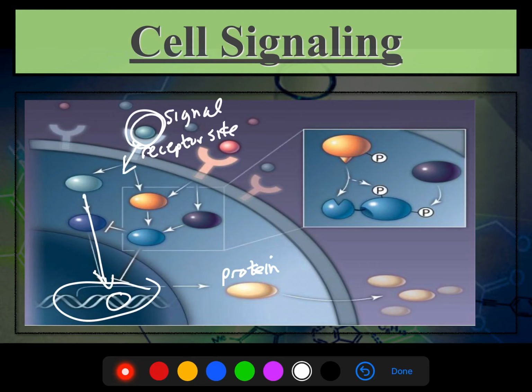Let's say, for instance, the signaling molecule is a virus, and that virus can tie up that receptor site and then trigger a chain reaction of chemical responses that produces a protein, and maybe this protein is what we need, for instance, for bacteria to grow or something of that nature.